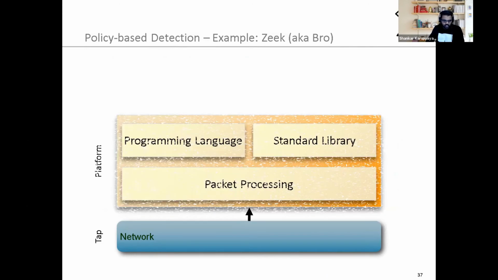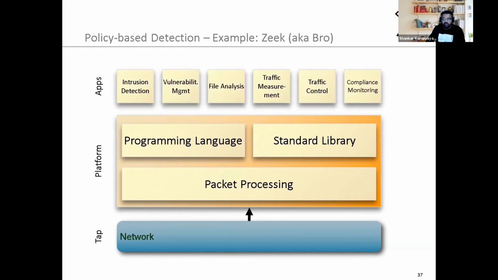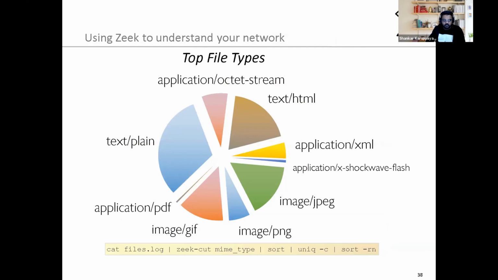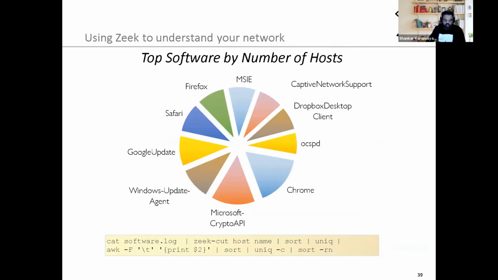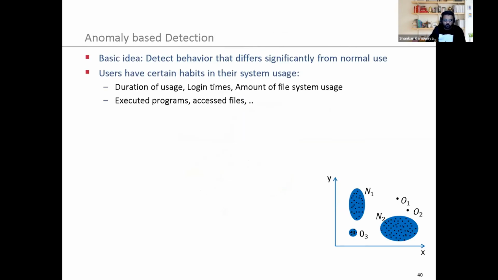So you tap onto the network, you have packet capture, and this is Zeek. Zeek allows packet processing using multiple programming languages and standard libraries. On top of that, you can build your application. You can build your IDS system, and you can have traffic measurement and a lot of other things you can do. This is how Zeek can be used to understand your network. If you run this command, you'll be able to see how much of the different file types are being fetched in your network. You can also look at the top software being used in your network and so on.